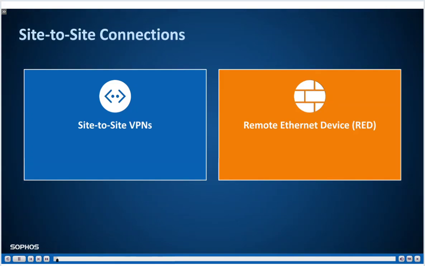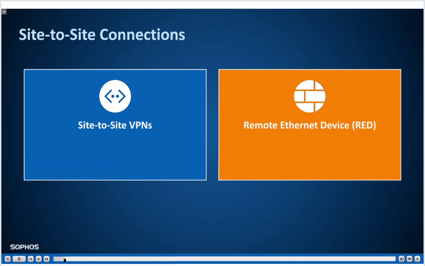In many businesses, it's necessary to create secure access between a head office and branch sites, and to give remote and roaming workers access to internal systems and data from anywhere at any time. The Sophos XG Firewall supports this by providing threat-free tunneling using either VPNs or remote Ethernet devices for secure, controlled access to corporate resources over the Internet.